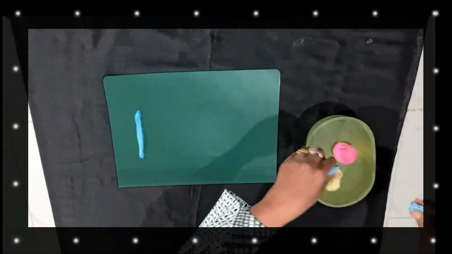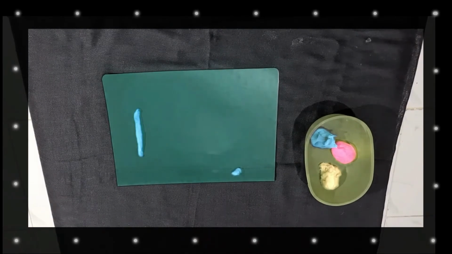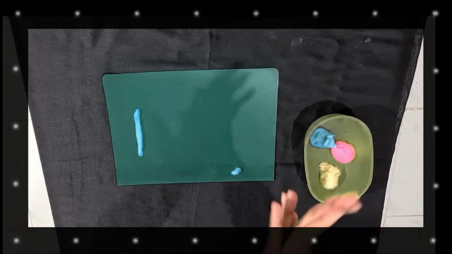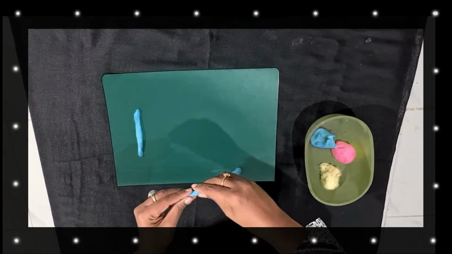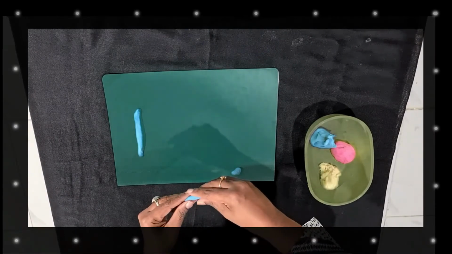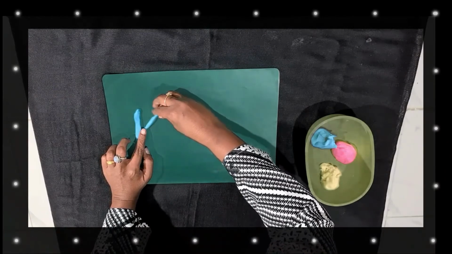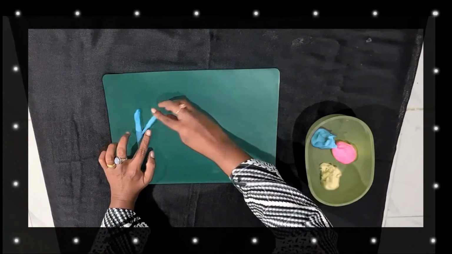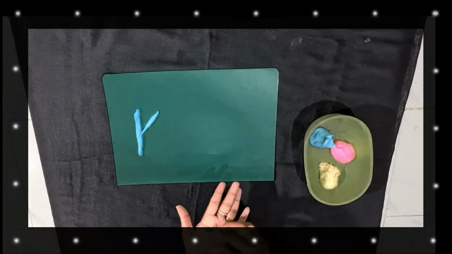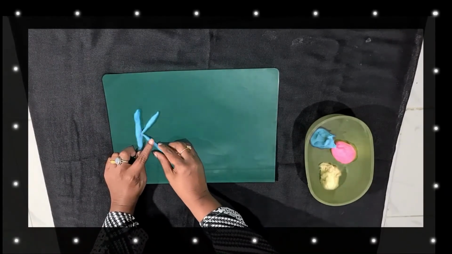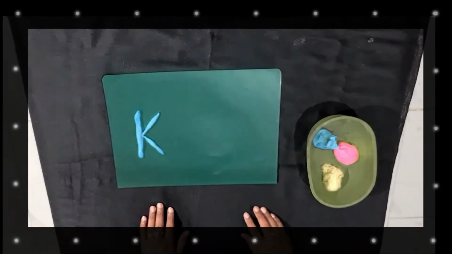We need another two small lines. I'm going to roll like this. This is a very good activity to develop fine motor skills. Yes. One slanting line like this and another slanting line like this. This is Mama K.